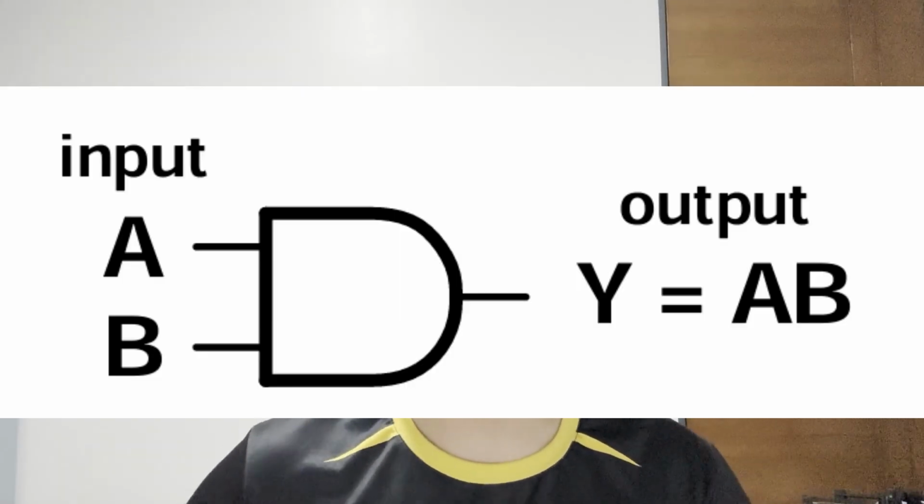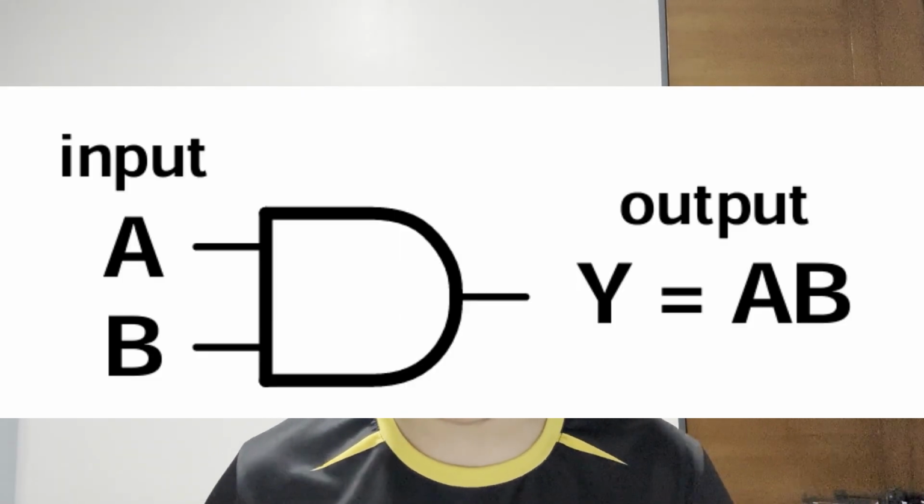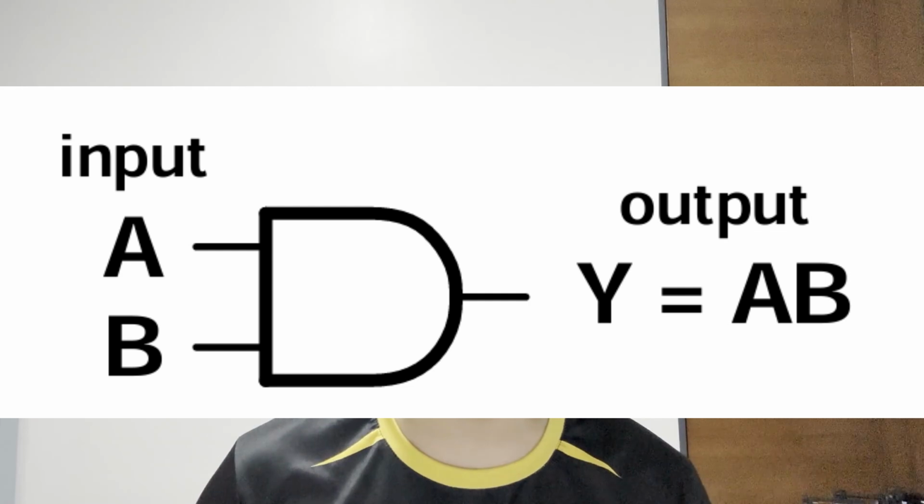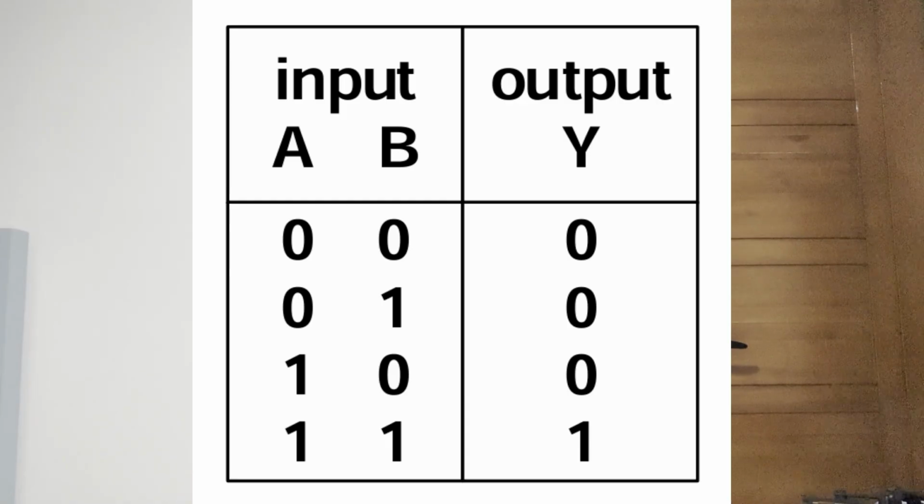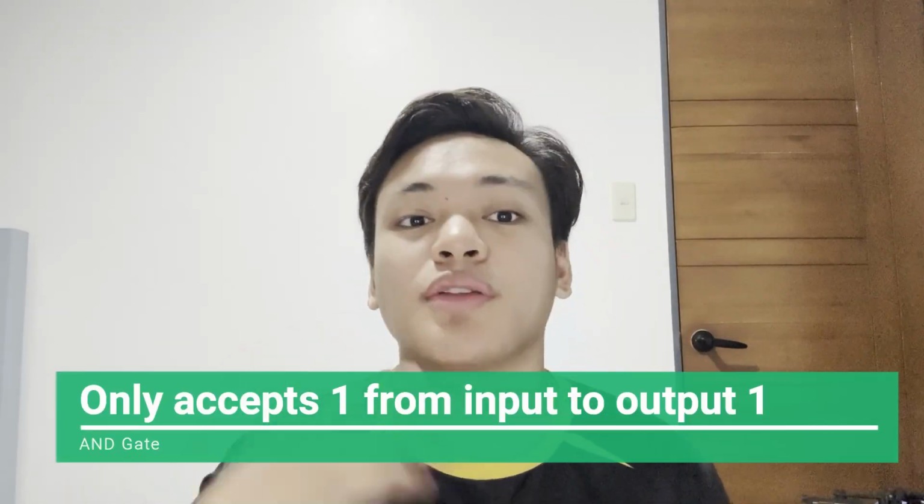The symbol for the gate comprises a semicircle on top of a rectangle. The input side is from the rectangle side, and the output side is out the semicircle. The truth table for the AND gate is very easy compared to the other gates. When both inputs are 1, the output is 1. Otherwise, the output is 0. It basically only accepts 1 for its inputs to output 1.